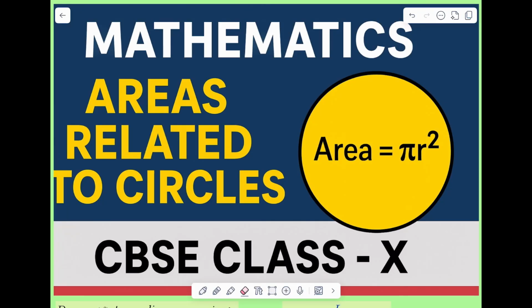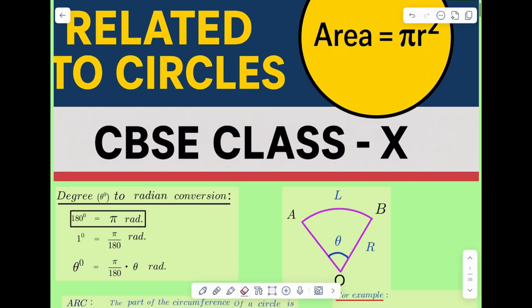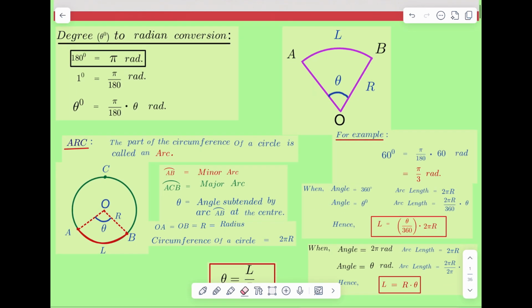Today we will discuss an important chapter, which is area related to circles. Before going to it, we have to discuss some concepts. The first one is degree to radians. How will you convert theta from degrees to radians?